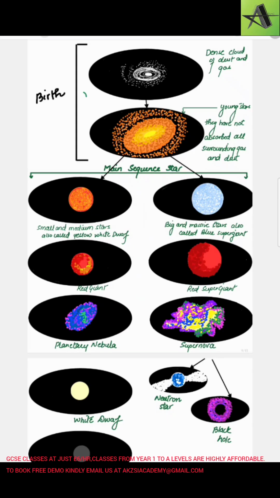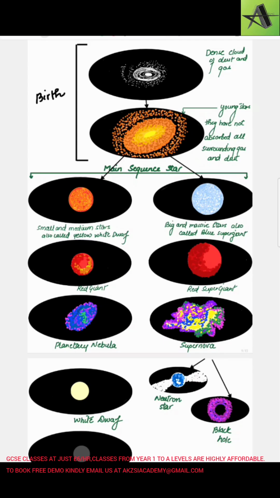Well, this is the same nebula that we have studied. This is the same protostar that we have studied. And then the main sequence stars are also of two types. Here the yellow dwarfs and there the blue supergiants. They both are main sequence stars.